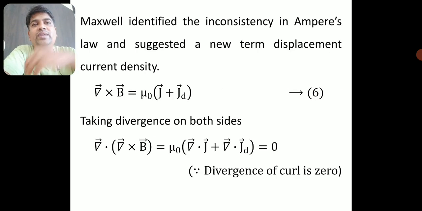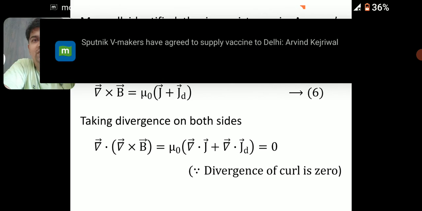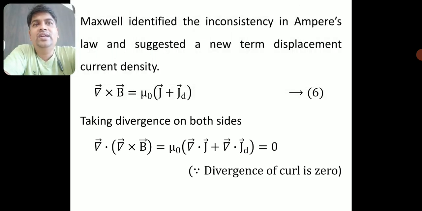That is why Maxwell identified this inconsistency in Ampere's law and suggested a new term. Maxwell suggested a new term for equation 4. He suggested displacement current density. Instead of conduction current density, Maxwell suggested a displacement current density, which we call JD. We know what displacement current is. We know what displacement vector is.